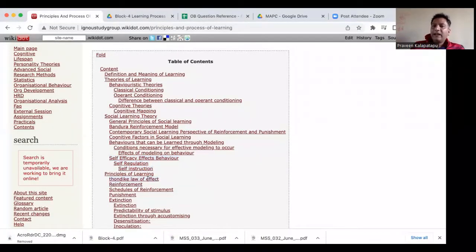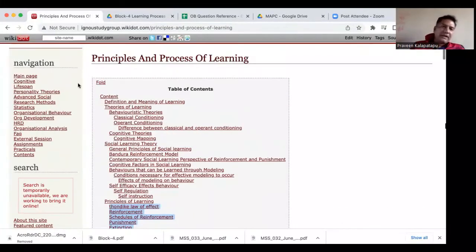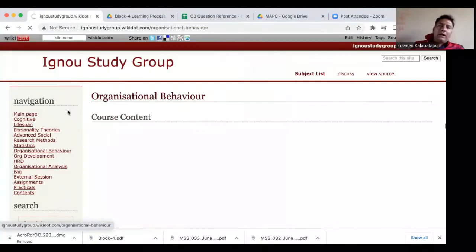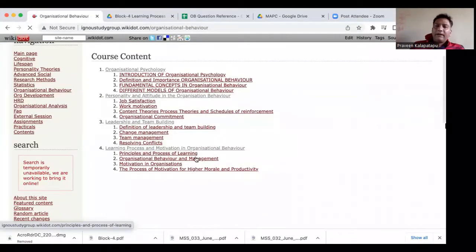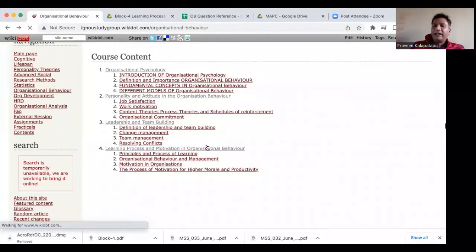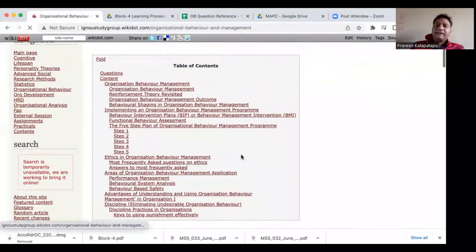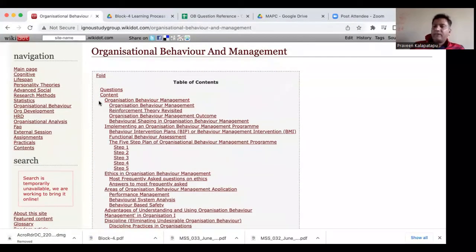In that, there is reinforcement that has been talked about, and continuous and intermittent reinforcement, punishment, extinction. So these are the things that we talked about in the last unit, right? After giving the quick recap, we are going to go through social learning again when we go through OBM. So now let's start with OBM, which is Unit 2.